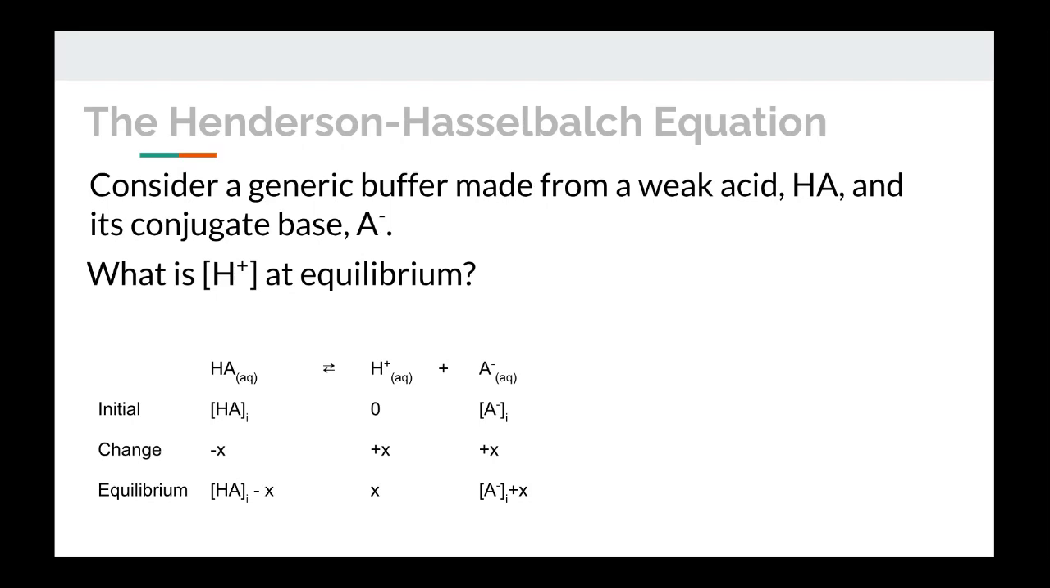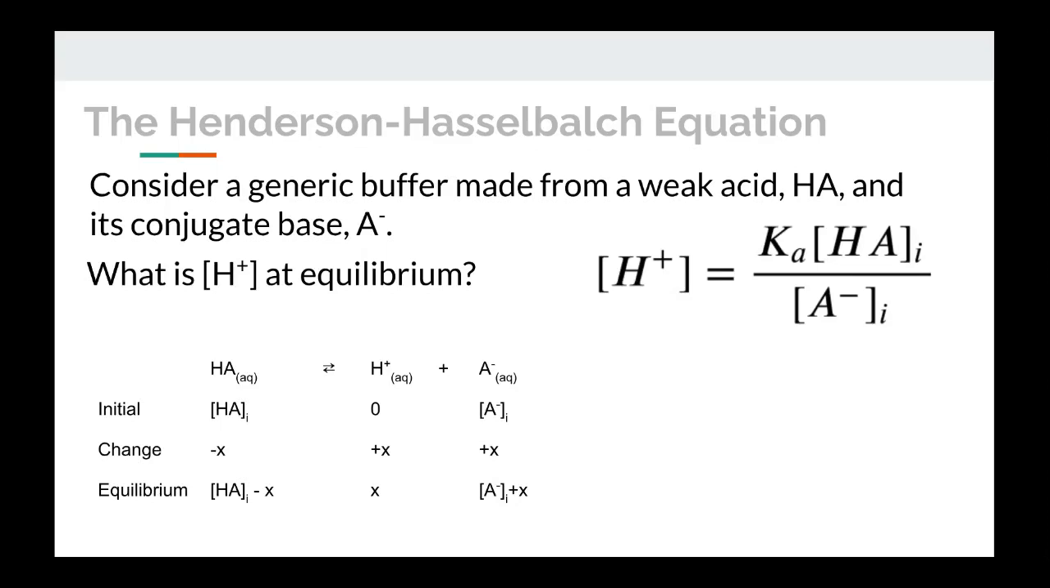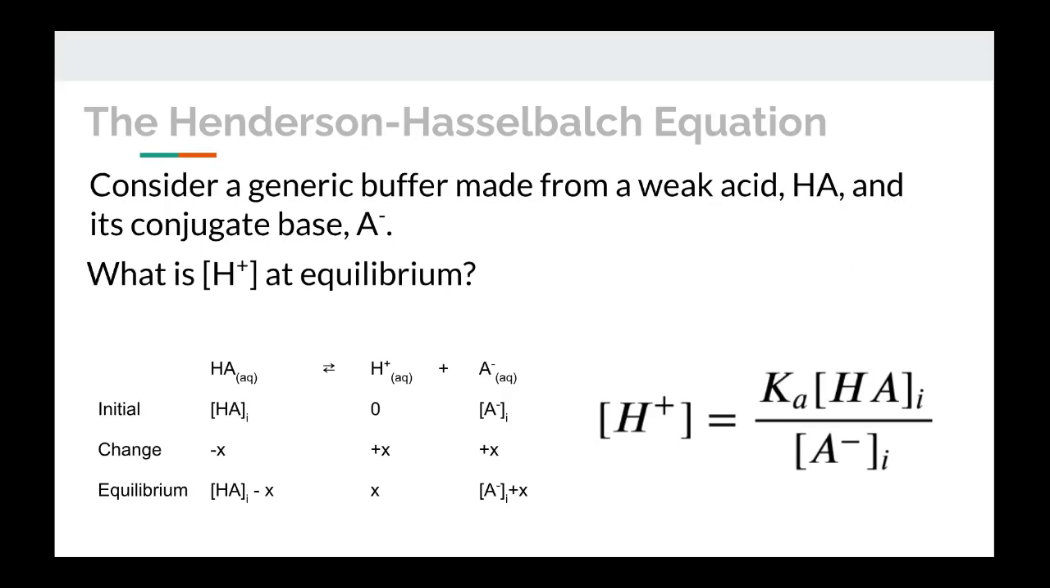So when we put that together, if you make the simplification that X is small compared with the initial concentrations of both the acid and its conjugate base, which is almost always a good assumption because Ka is going to be a small value, then H plus is going to be equal to Ka times the ratio of the acid concentration initially to the base concentration initially. Now let's do something. Let's do the P function on both sides.